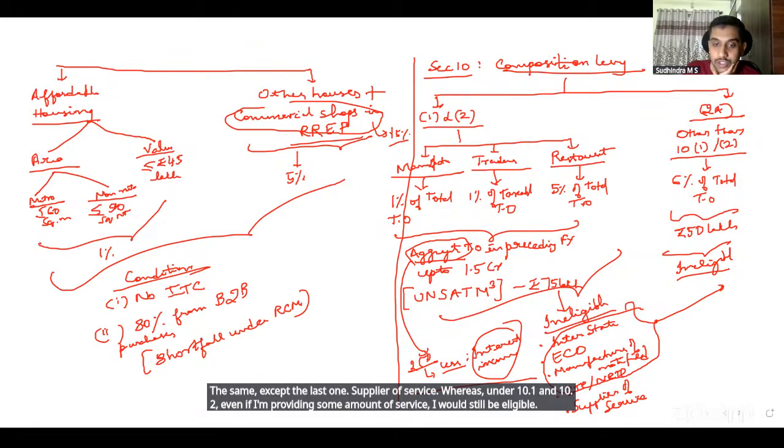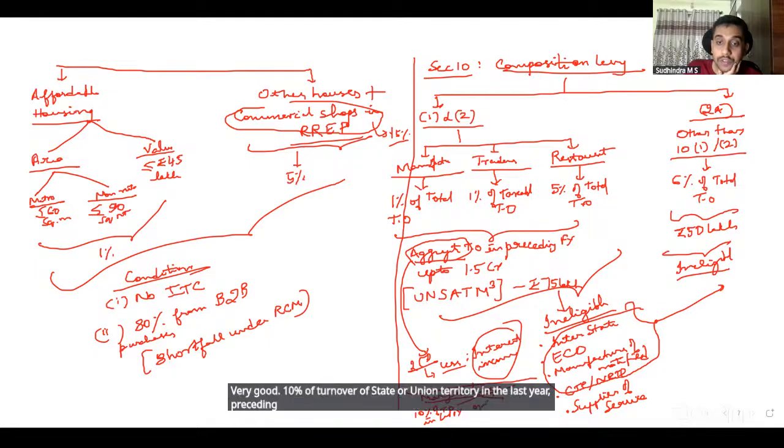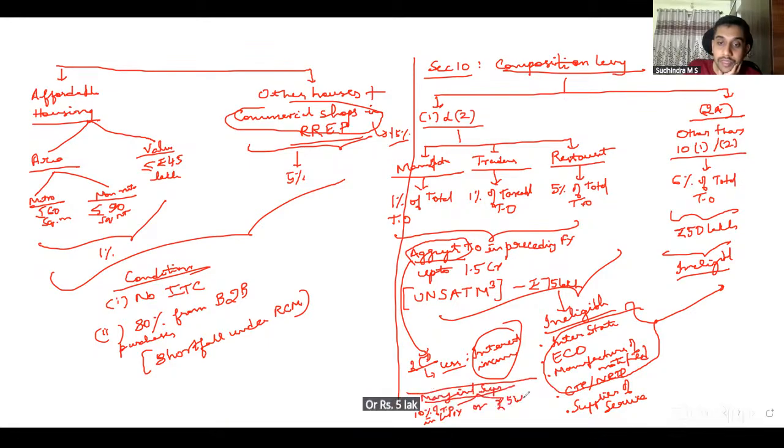Marginal supply of service. So what is that marginal supply limit? 10% of turnover of the previous year or 5 lakh, whichever is higher. Very good. 10% of turnover of the state or union territory in the preceding financial year, or rupees 5 lakh, whichever is higher. Yes, that is the limit under marginal supply.